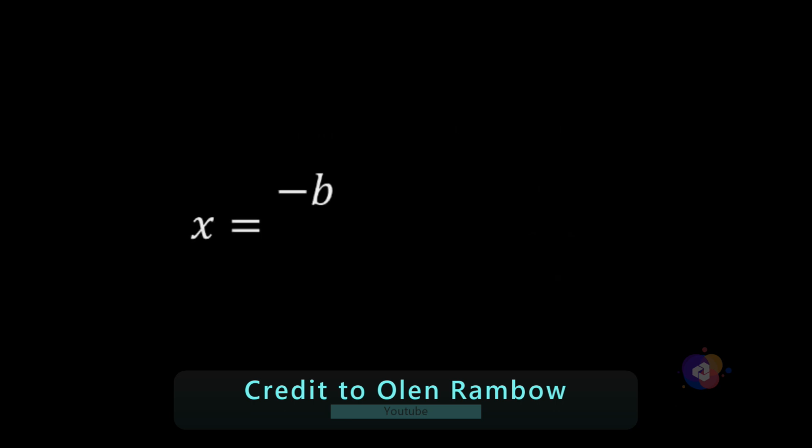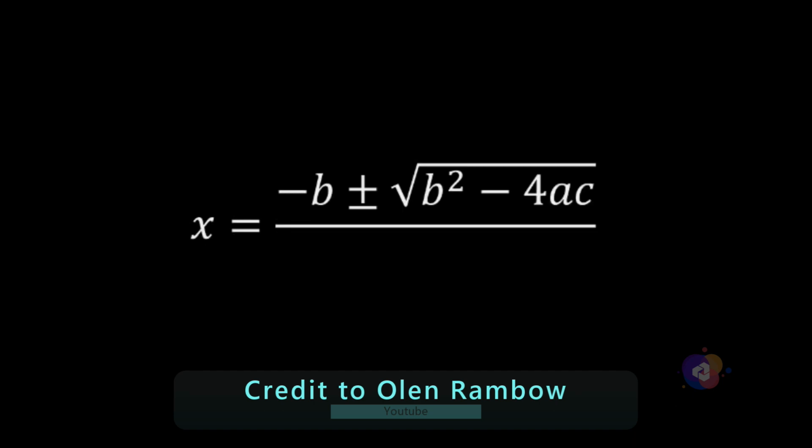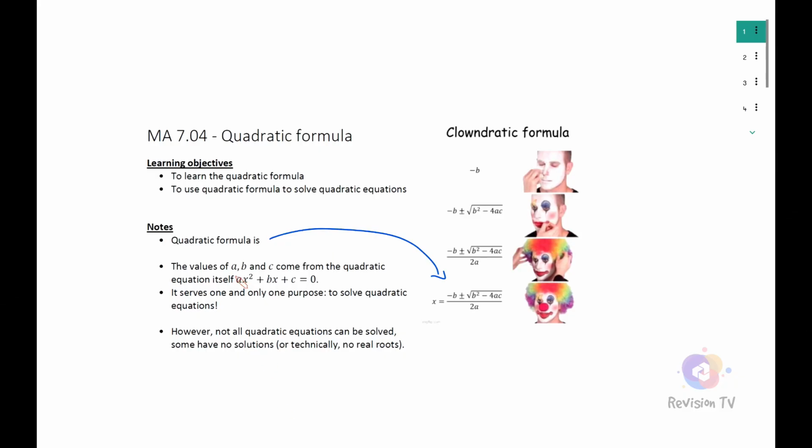x is equal to negative b plus or minus the square root of b squared minus 4ac, all over 2a. The values of a, b, and c come from the quadratic equation itself, so ax squared plus bx plus c. Does anyone know what is the name of this number in front of x squared? There's a name for this kind of number in front of the variable. It starts with the letter c. Not clown. Coefficient. So a and b are called the coefficients, and c is called the constant.